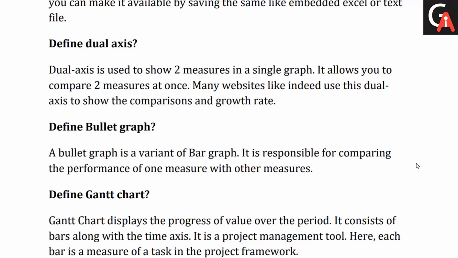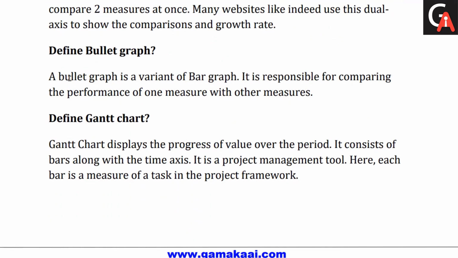Clear? Next, define bullet chart. A bullet graph is a variant of the bar graph, and it is responsible for comparing the performance of one measure with another measure. So it's specifically for Tableau visualizations. It is responsible for comparing the performance of one measure over another.